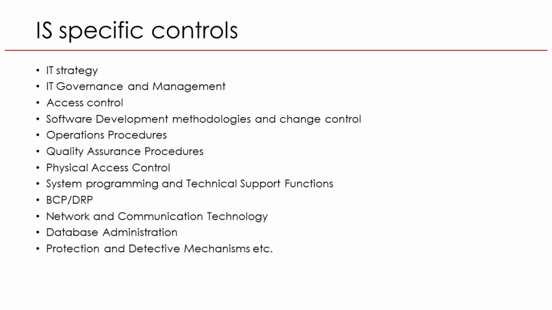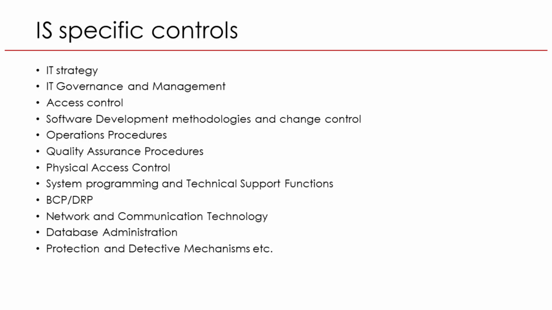Software development and change control ensure system updates are properly tested and approved before use, preventing errors after deployment. Operations procedures involve routine IT activities like backups and monitoring to keep systems running smoothly. Quality assurance, QA, checks that new applications meet standards before release. Physical access controls protect server rooms using locks or biometric access. Technical support and system programming maintain system security and performance through updates and patches.